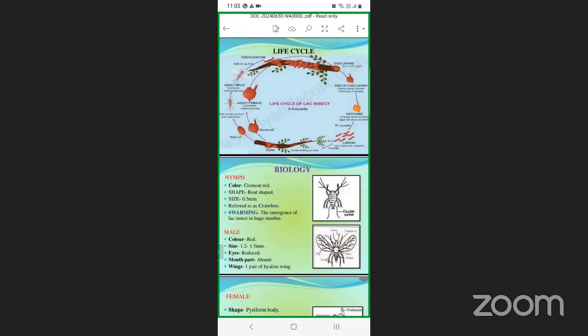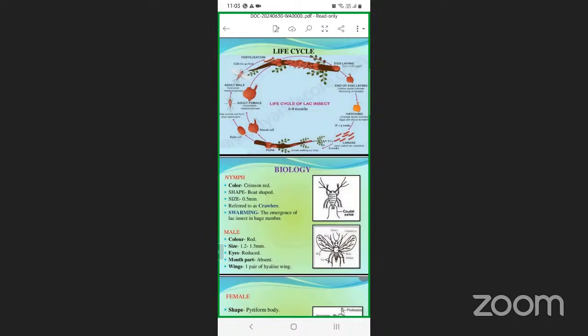In a forest, usually one tree joins with another tree's branches. So these crawlers will crawl from this tree to that tree also. That is what we call an infection, which is getting transmitted from one plant to another plant naturally.